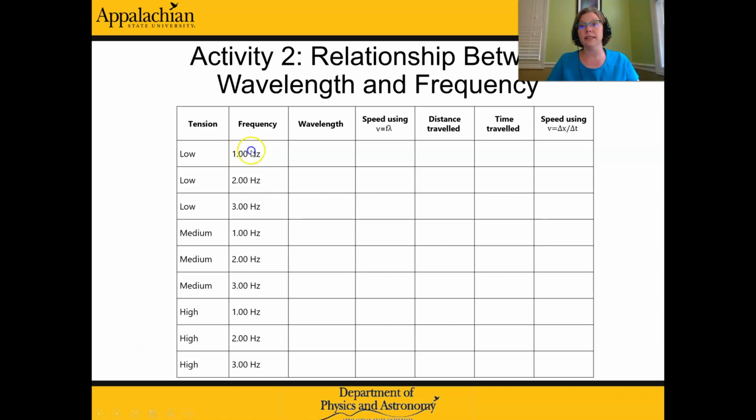After setting the tension and the frequency, you'll measure the wavelength using the ruler and calculate the speed from frequency and wavelength. You'll also measure the distance traveled on the string and the time traveled using the timer and measure the speed using distance over time. Keep in mind the distance traveled is going to be the same because the string is not changing length at all. So this value is actually going to be the same for all of your different trials. However, your frequency and your tension are going to change, so therefore your wavelength and your speed and your time traveled are going to change.